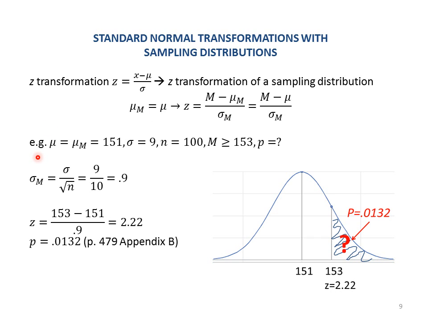This is an example from our textbook, example 6.4 on page 172. The mean of the sampling distribution is 151. Standard deviation of the population is 9. The sample size is 100. So the question is, what is the probability of obtaining a particular sample with a mean larger than 153?